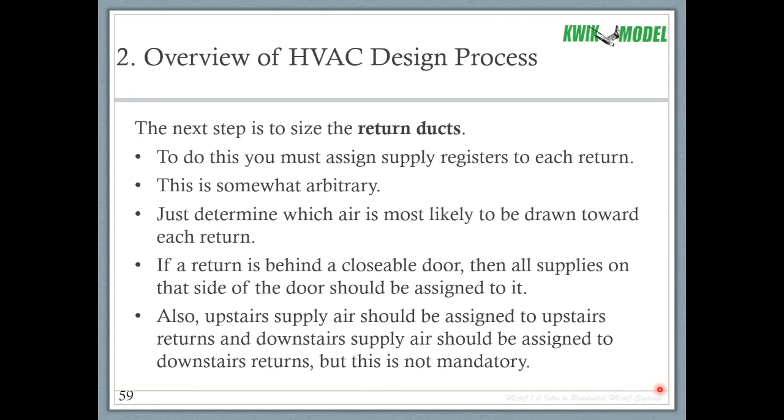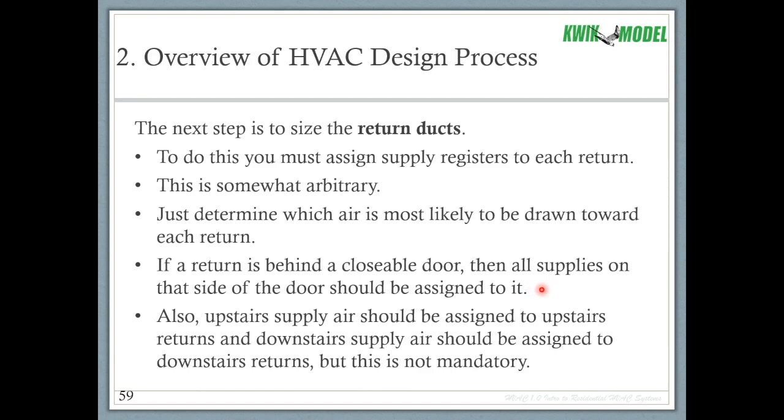But in our example, we have a second return, and I'll just tell you that that return is in the master suite. Also in the master suite is a supply register for the master bedroom and another supply register for the master bath. So those 2 supply registers will go to that smaller return. All the other supply registers will go to the other return. Okay, so just determine which air is most likely to be drawn towards each return. If a return is behind a closable door, then all supplies on that side of the door should be assigned to it, such as our master suite example.